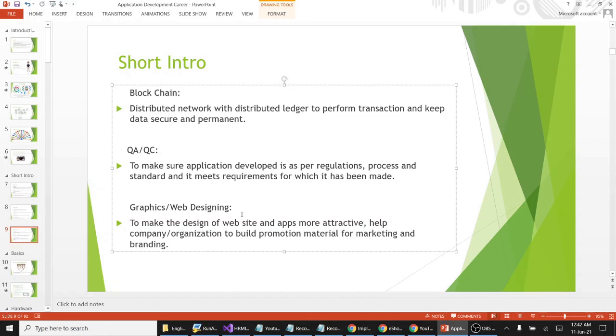And the next field is digital marketing, where, as its name implies, we market our products or our information in a digital manner. There are a lot of subfields there, like SEO and affiliate marketing and a lot of other things. We will discuss it later.